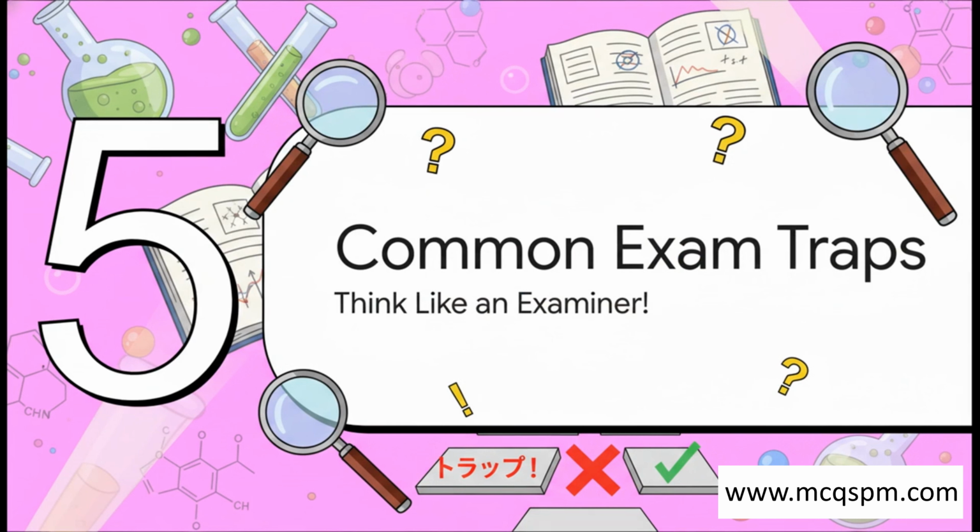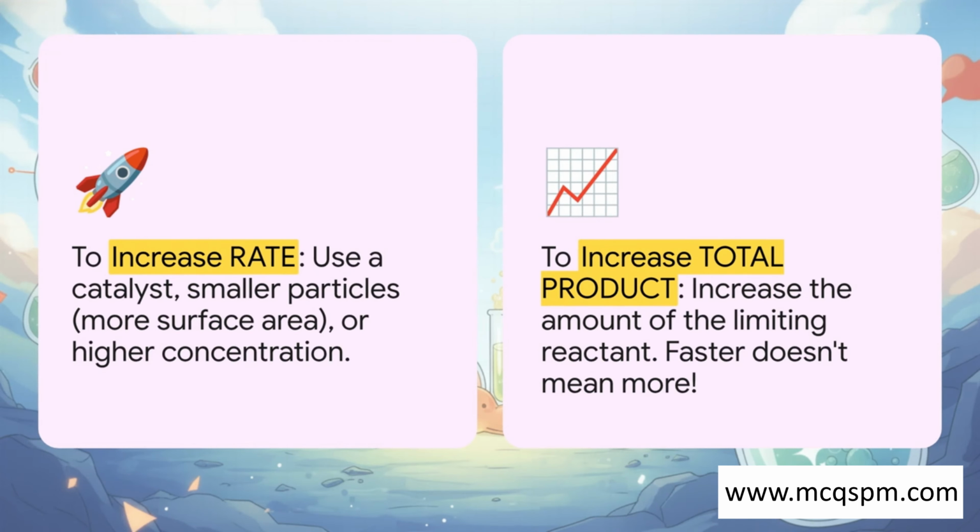We're almost there. For this last bit, I want us to put on our examiner hats. Let's look at one of the most common traps that students fall for, so you can see it coming and just step right over it. Okay, this is a huge one. Examiners love to ask questions that mix up the rate of the reaction with the total amount of product. Listen carefully, they are two different things.